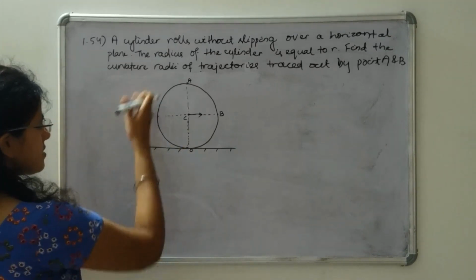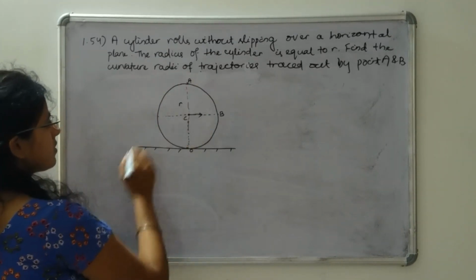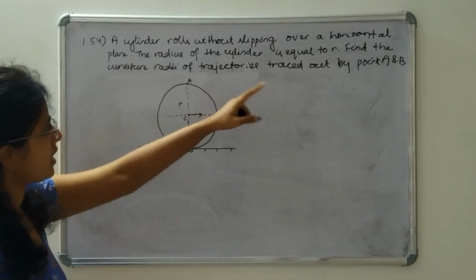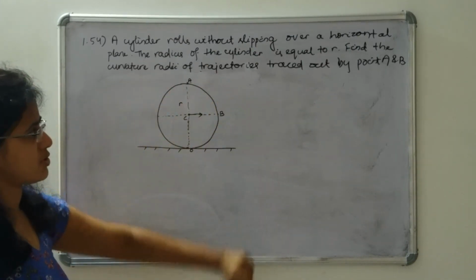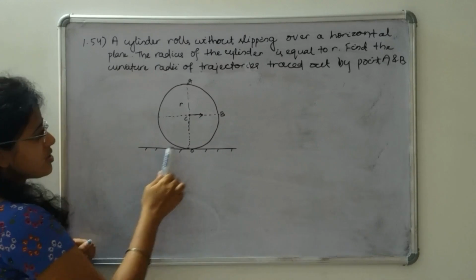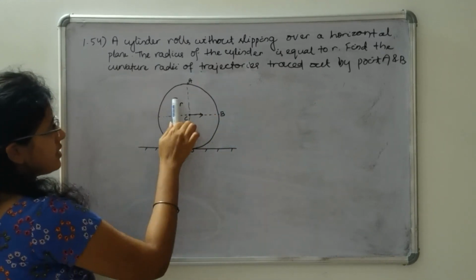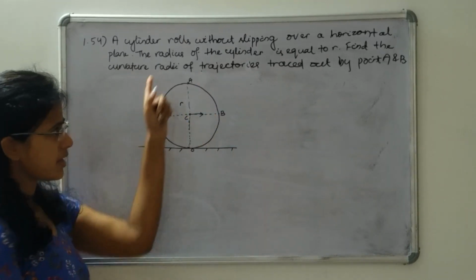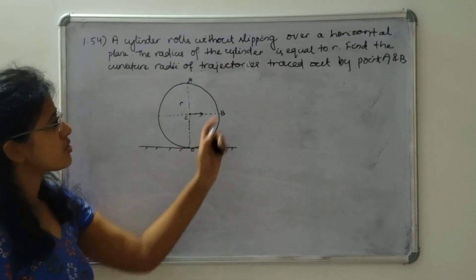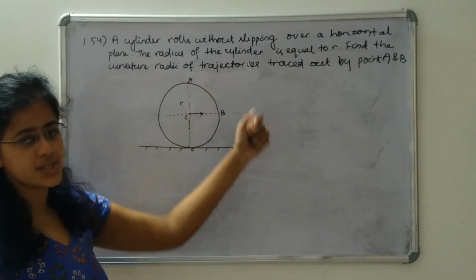So here is the cylinder. Radius is r, smaller. Find the curvature radius of the trajectory traced out by points A and B. So in this case, you can see that the radius is how much? Smaller, given in the question. So we have to find the curvature radius of the trajectory.